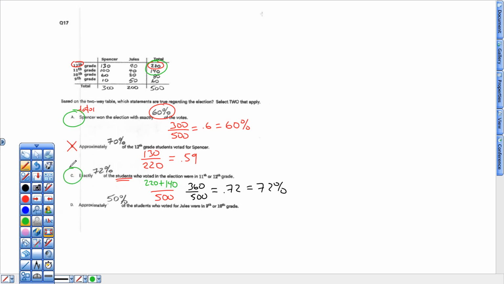All right, next one. 50% of students voted for Jules. So you need for this one, the total for Jules, which is this column right here. The total for Jules is 200. And I'm comparing that to the total of 9th and 10th graders who voted for Jules. So these two numbers will give me the total of 9th and 10th graders. So you can see that gives me about 70 over 200. And if I divide 70 by 200, that gives me about 0.35. And you can see 35% is not approximately 50. All right, moving on. Next one.